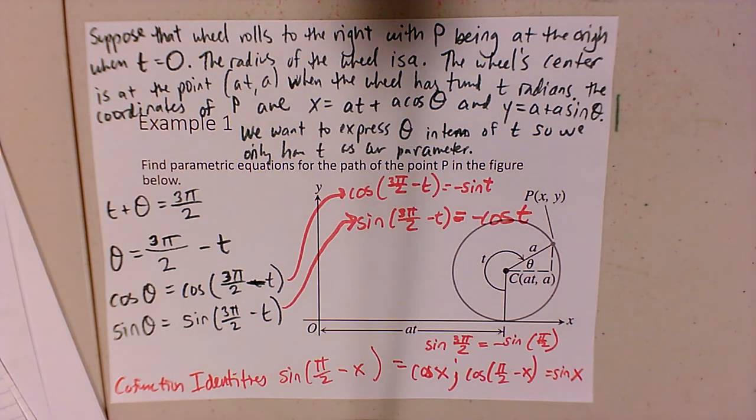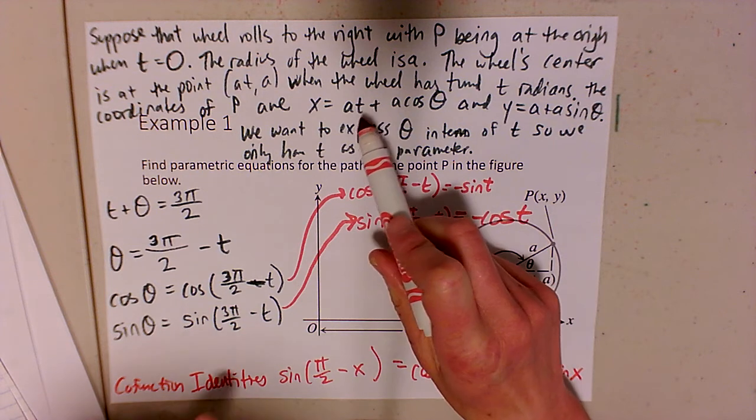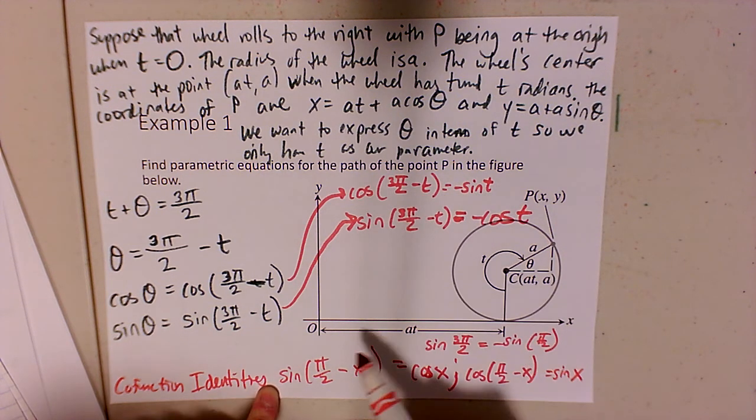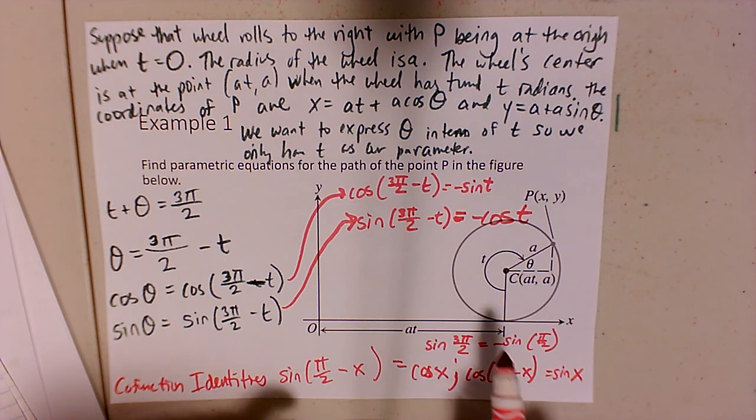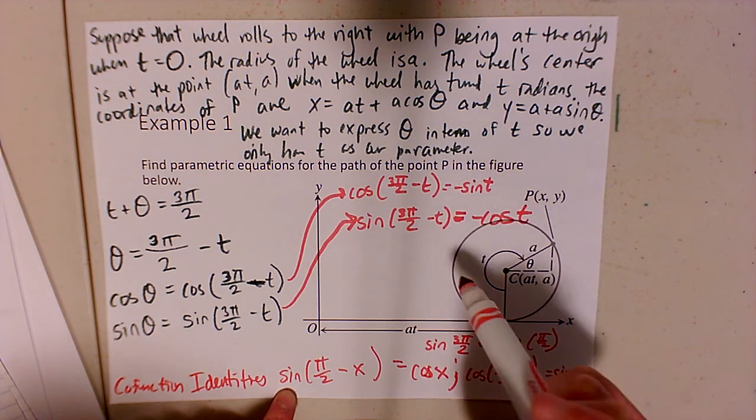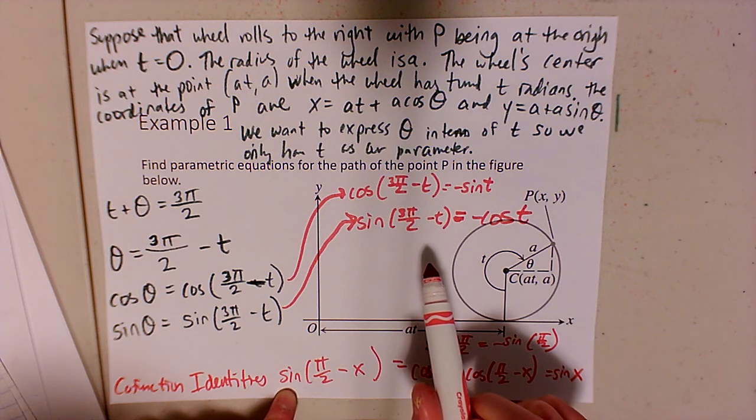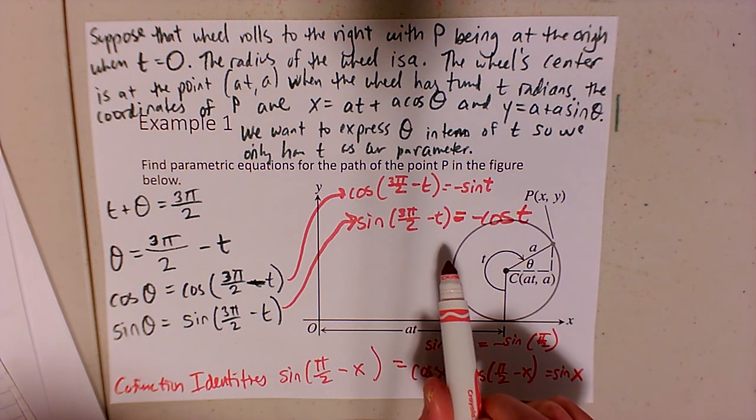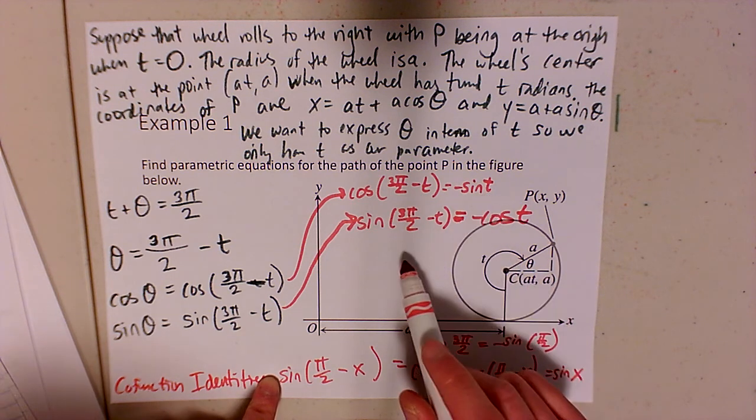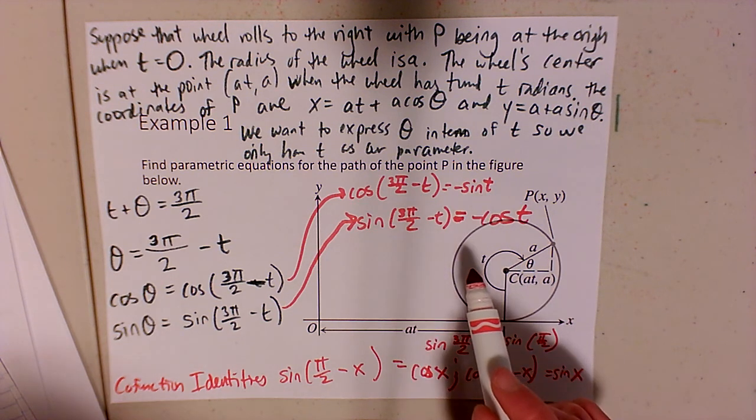Okay? So now we started off with x is at plus a cosine theta, and we got the at from the distance, the horizontal distance that we're going to move. So now we know what cosine theta is in terms of t. So cosine theta is going to end up being negative sine t, and then sine of theta will be negative cosine t.